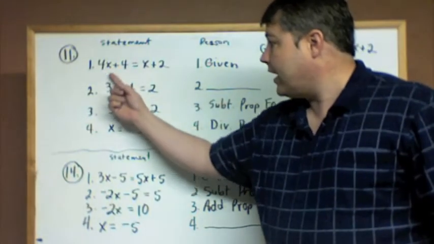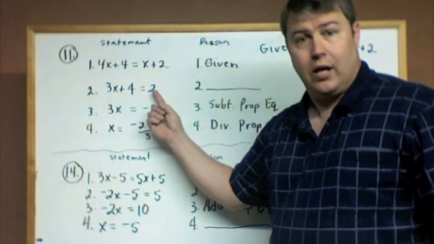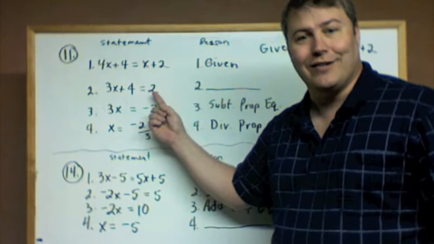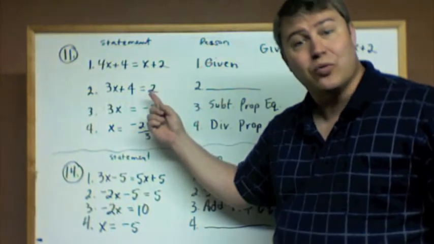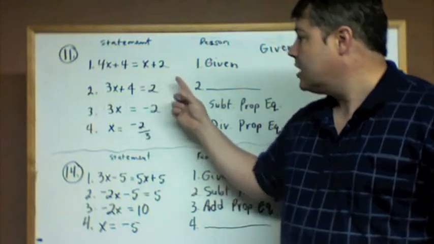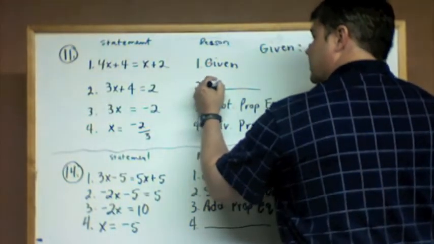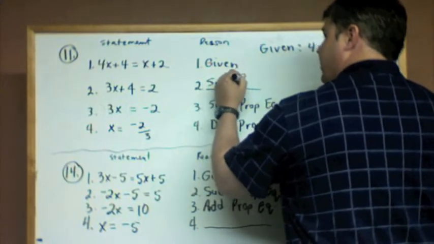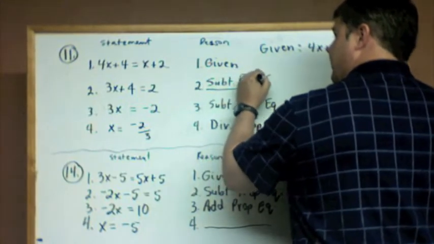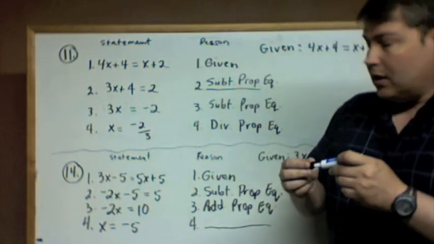Well, here it was 4x and it went down to 3x, and there it was x and it went down to, well, there isn't an x there. So what did they do to both sides of the equation? They subtracted x, the amount x, from both sides of the equation. So this should be subtraction property of equality.